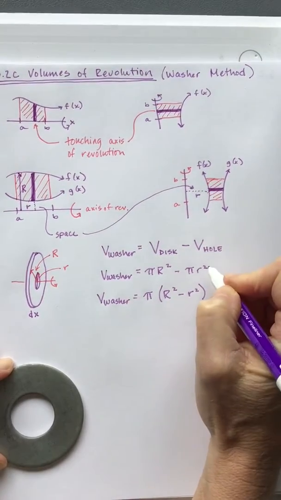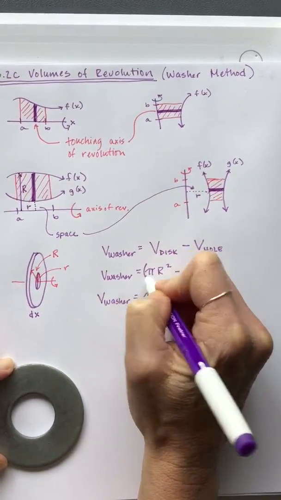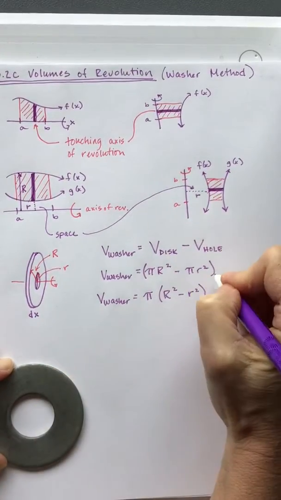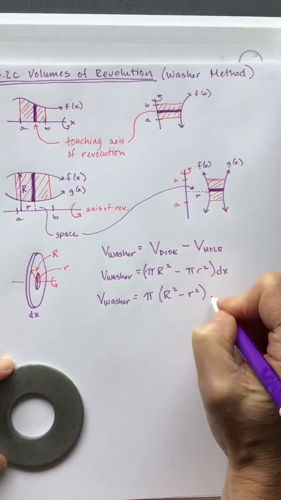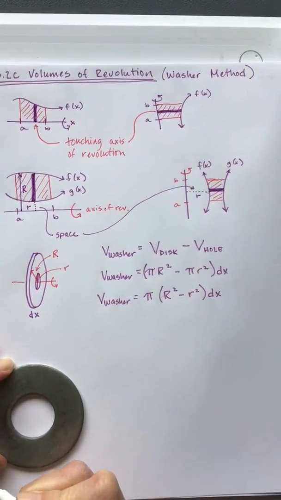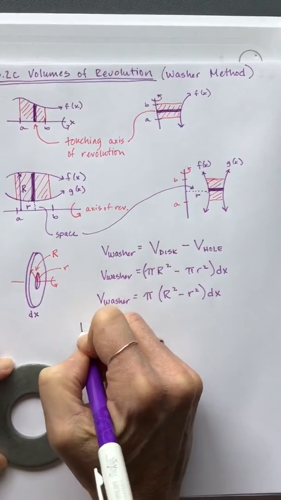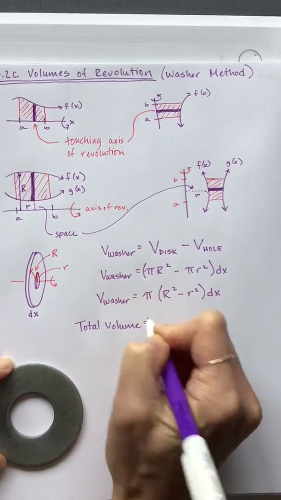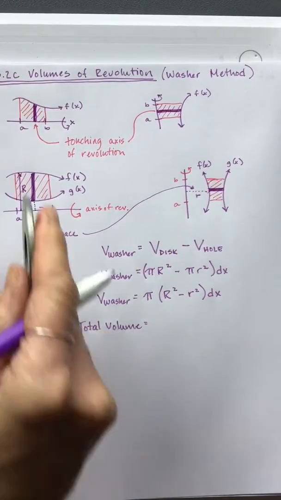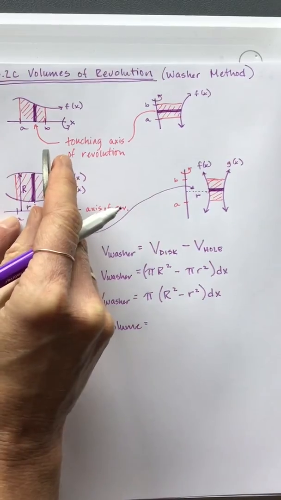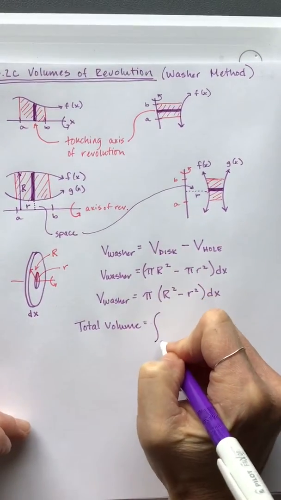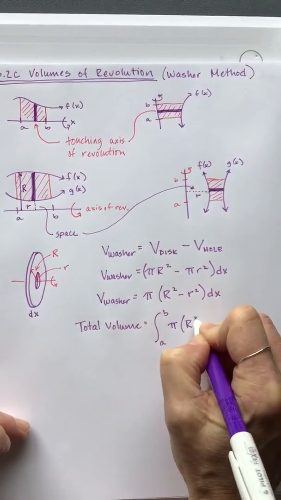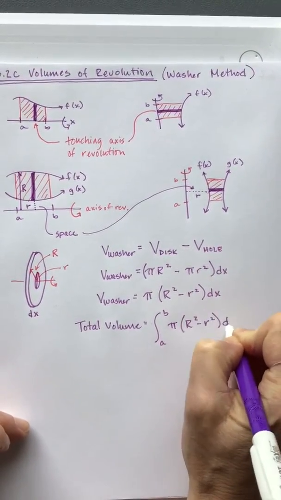And then we've got the thickness, right? So the volume has this base area times the thickness, which is dx, or sometimes dy, but we'll call it dx today. Okay, so then the total volume is, we've got to sum, right? All these washers are going to be stacked up along here from A to B, and then we just sum them up. We do that with our integral, A to B, pi big R squared minus little r squared dx.